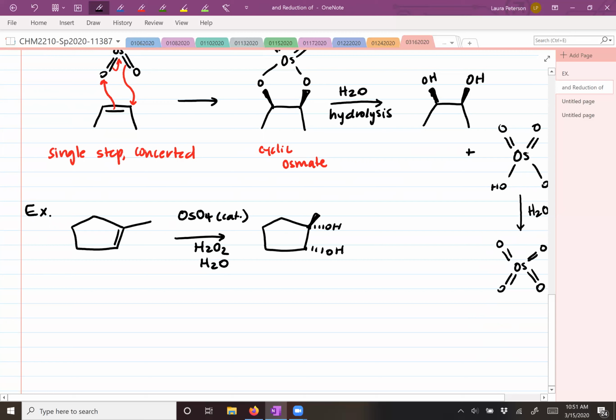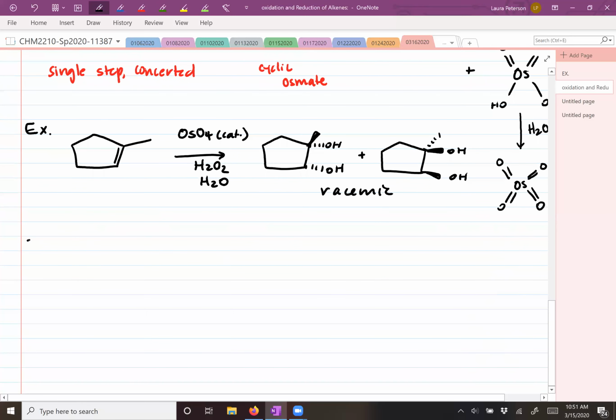So we have to think about the fact that OsO4 could approach the alkene from the top face or from the back face, and so we'll get this racemic mixture of syn diols, and this is racemic. Okay, one last example then. Let's consider a linear alkene. Let's try to think about one where we've generated two chiral centers, something like that. Same reagents, OsO4 catalytic, H2O2, and H2O.